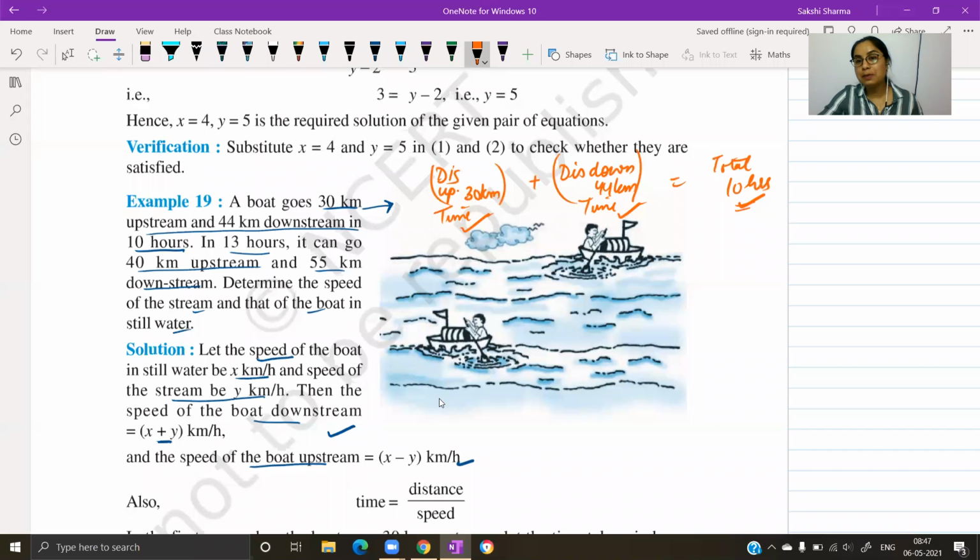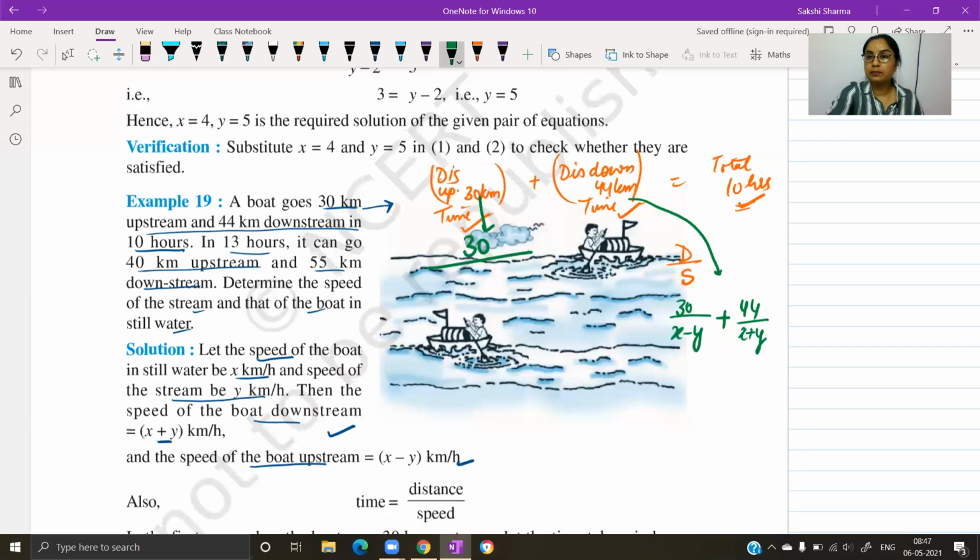So what is the formula for time? Distance over speed. Can you make the equations from here? Distance 30 kilometers. What will be the speed upstream? x minus y. Plus, now for the second part, distance 44 kilometers. This is downstream. Speed in the denominator will be the one downstream. That will be x plus y. And this total time is equal to 10. This will be your first equation.